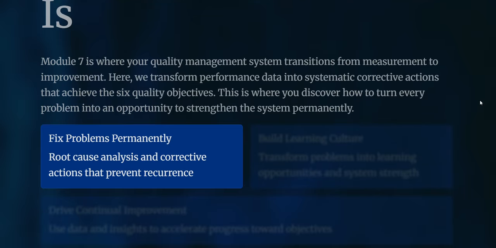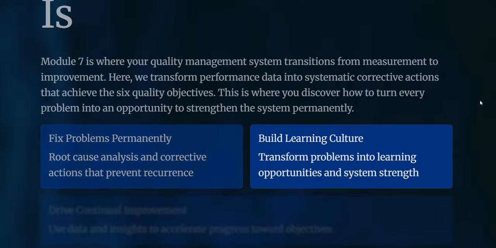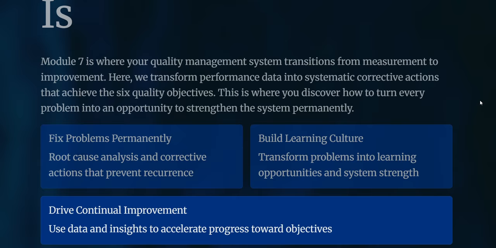First, we will cover how to fix the problems permanently, and that will include root cause analysis and corrective actions that prevent recurrence. Secondly, we will cover how to build the learning culture, and that will include transforming problems into learning opportunities and system strengths. Thirdly, with our improvement, we must cover driving continual improvement, and that means using data and insights to accelerate progress toward objectives.